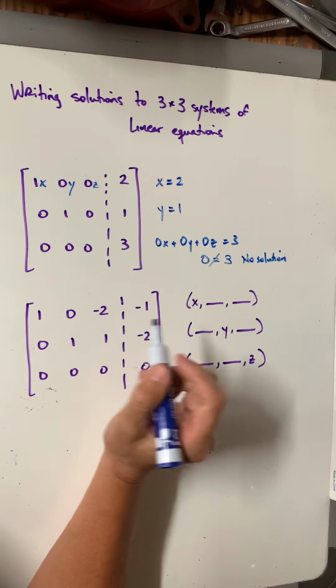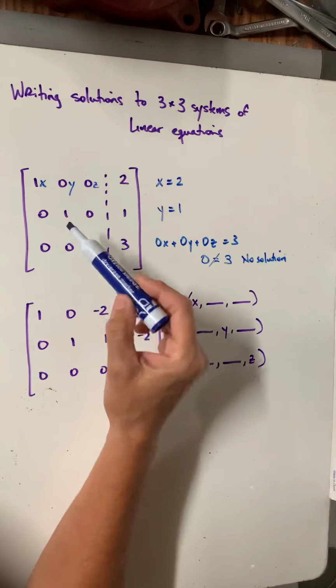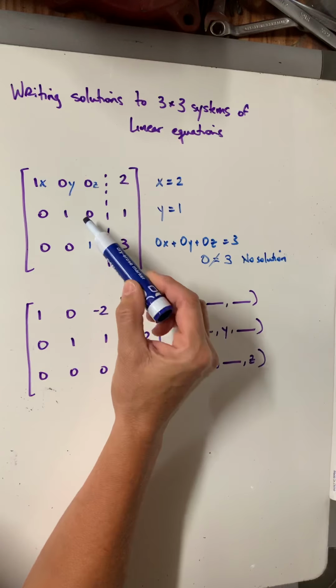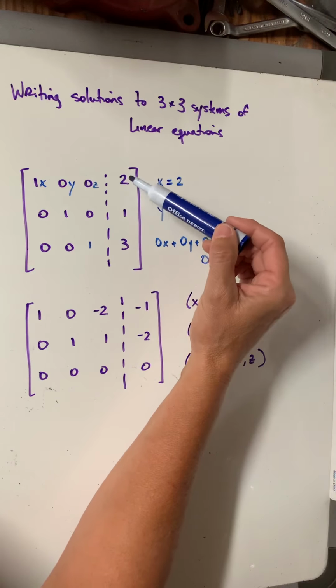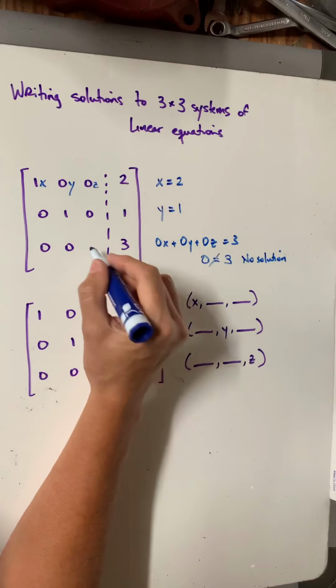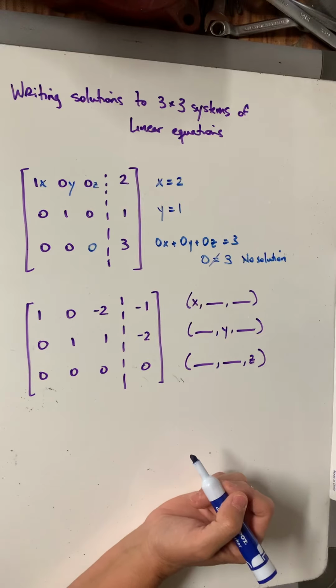Okay. Now, if this had been a 1 right here, then your solution, so you have only 1s on the diagonal, everything else is 0. Your solution would have been simply 2, 1, 3. So that's an ordered triple. But because you had all zeros and then the 3, then that's no solution.